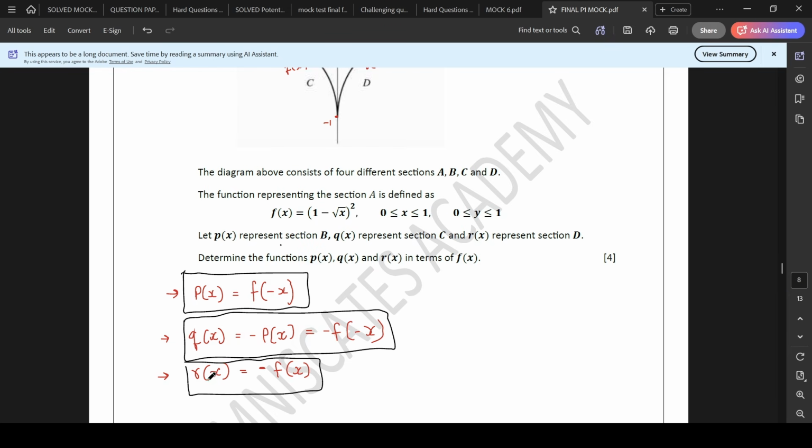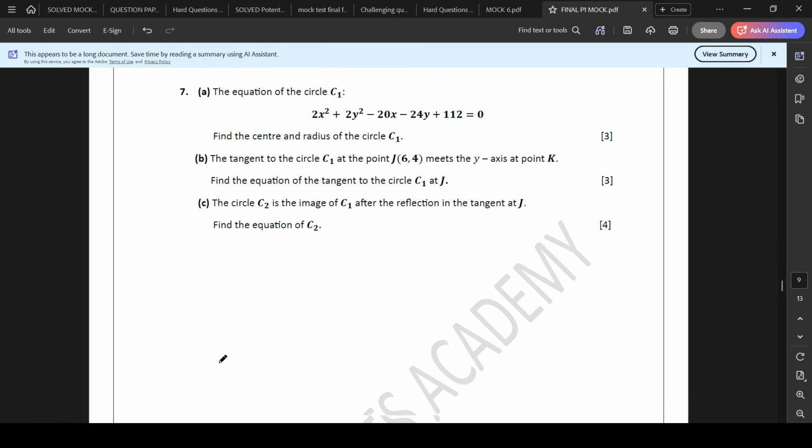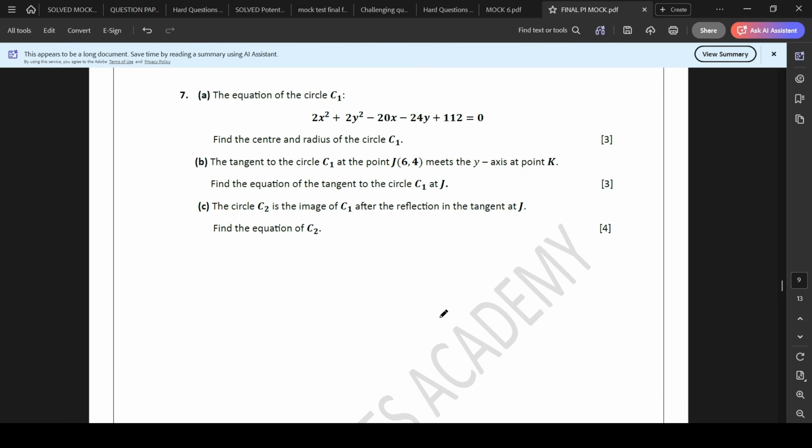Let's proceed with the next question. All right, so now we have circles. Part A of this question says that the circle C1 has this equation. We have to find the center and the radius of this circle. How do you do this?